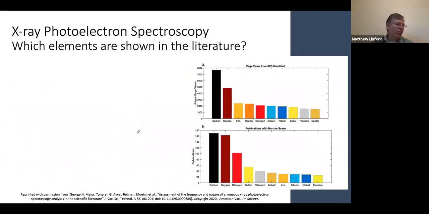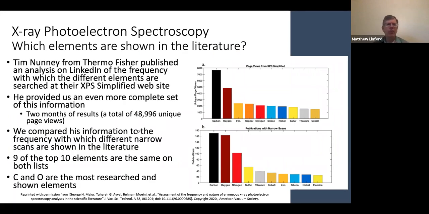Okay, we'll just say this very quickly. This isn't so important right here. Again, this would be a more advanced topic. But what we were able to do is look very carefully at which elements are being analyzed most in XPS. I'll just give you the results right here, both online in a searchable database and in our survey of the literature: we find that carbon and oxygen are the two most analyzed elements. And in fact, we just had a paper accepted that's on carbon 1s peak fitting.